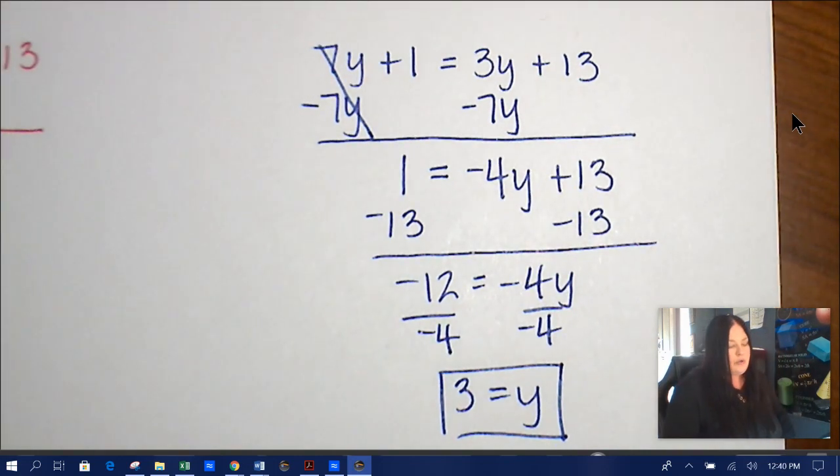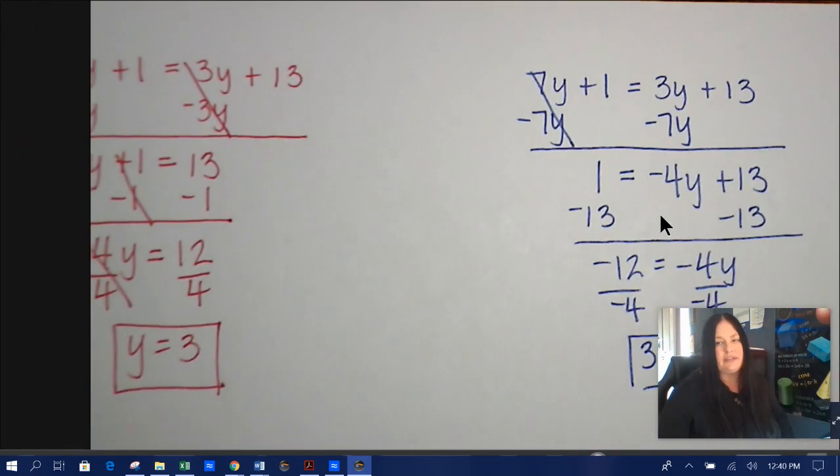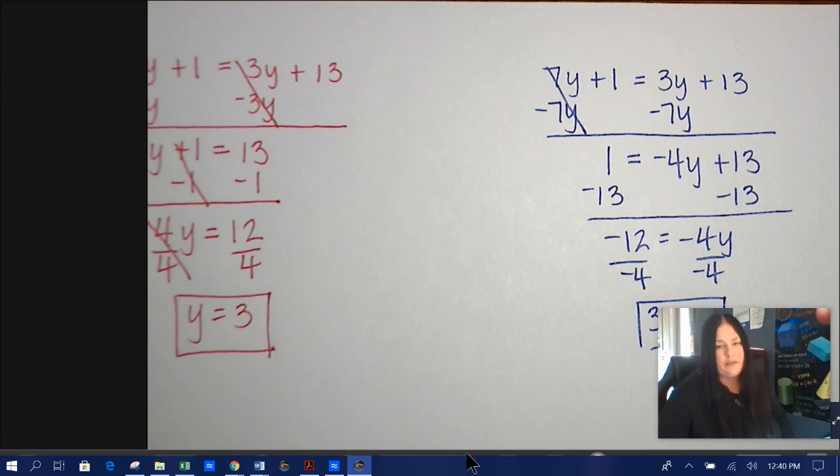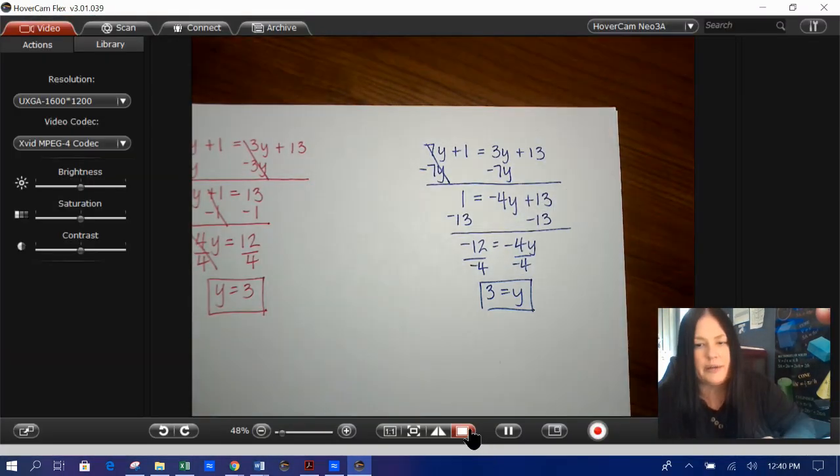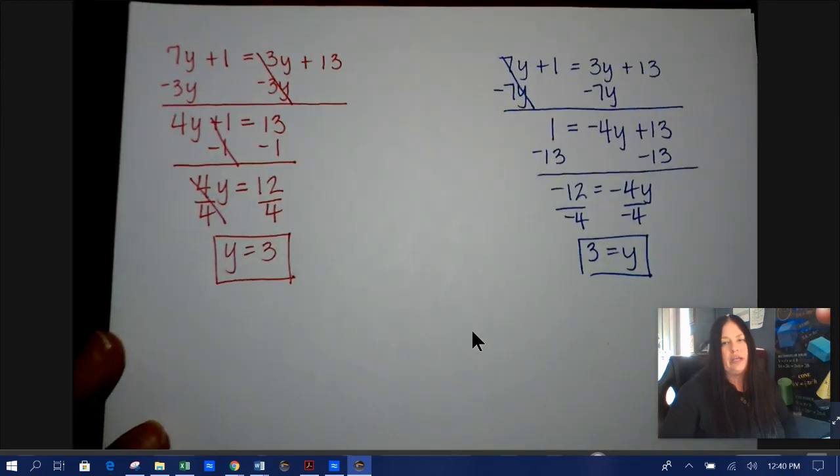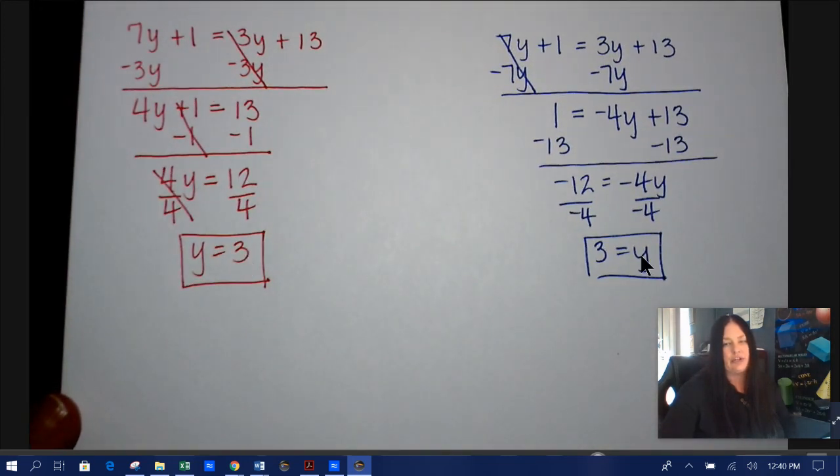So what I want you guys to notice is how we got the same answer. My computer's been doing weird things, guys. Sorry. Notice how we got the same exact answer.